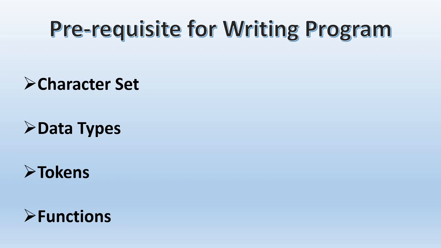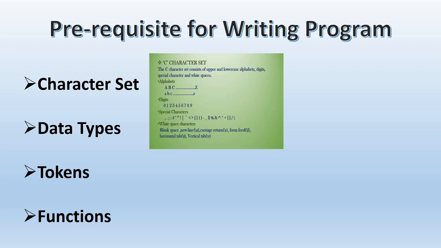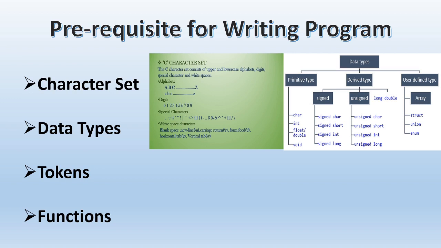Before writing a program, one should know about the character set, which is a valid set of characters that are used in the source program or characters available when program is executing. It includes alphabets both in uppercase and lowercase from A to Z, digits from 0 to 9, special characters which you can see on the screen, and certain white space characters are also used. Once you are well versed with the character set, you should know about the data types.